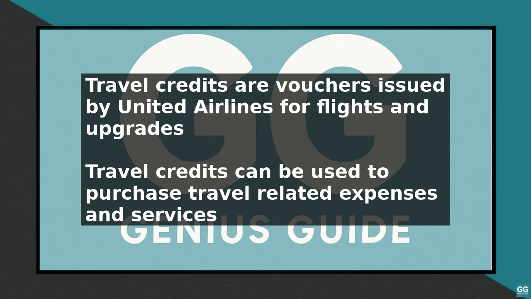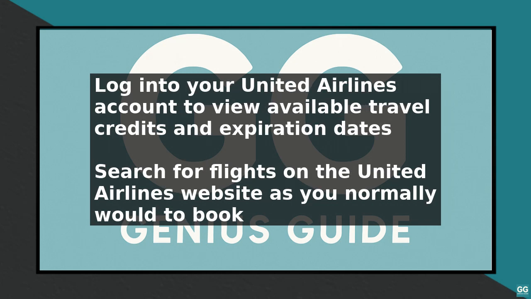To use your travel credits, start by logging into your United Airlines account on their website. Once you are logged in, click on your profile name and select Account Activity. This will take you to a page where you can view all your available travel credits, including their expiration dates and values. Next, search for flights on the United Airlines website as you normally would.